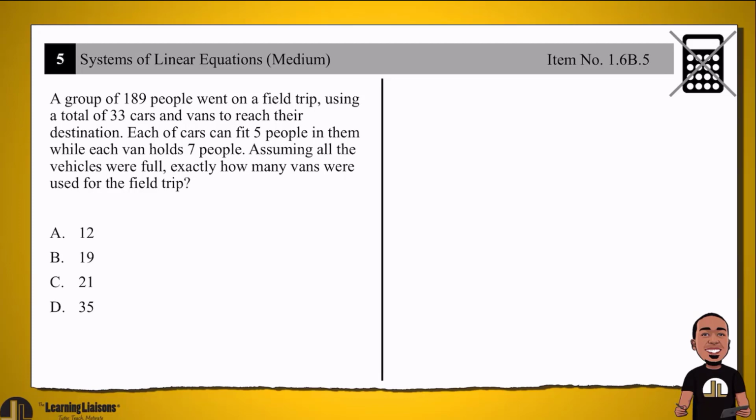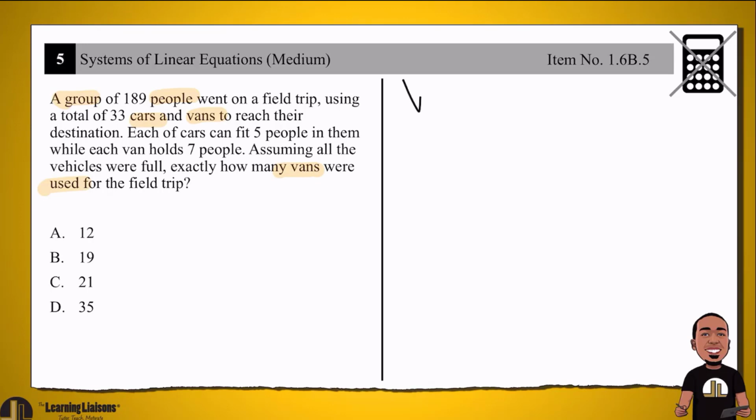All right, so here we go. So destination, plan, and follow. It's a word problem. Might as well take it slow. So what we're discussing here is a group of people going on a field trip using cars and vans. What we are trying to figure out is how many vans were used.